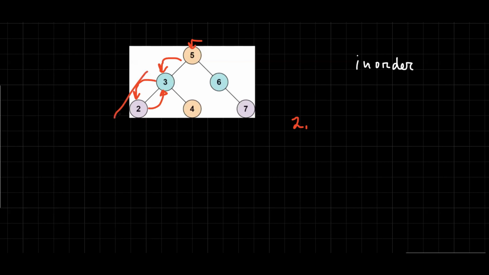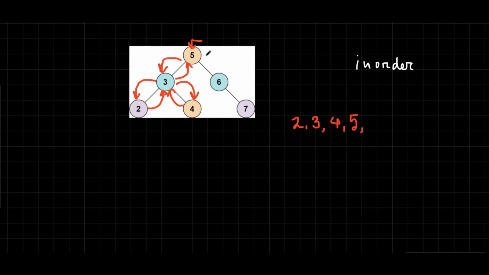Now for this 3, its left subtree is explored. So we will store the value of 3 here. Now from 3, the call will go to this 4. So we have to store 4 here. Now from 4, we have to trace back to its parent, and from 3, the call will go to this 5. So all of its left subtree is visited for the root 5. So the value of 5 will be stored here.